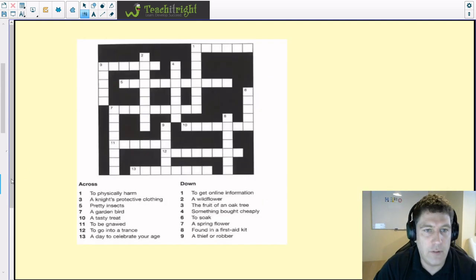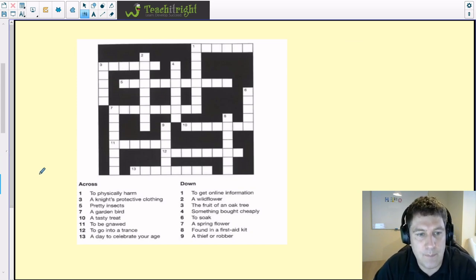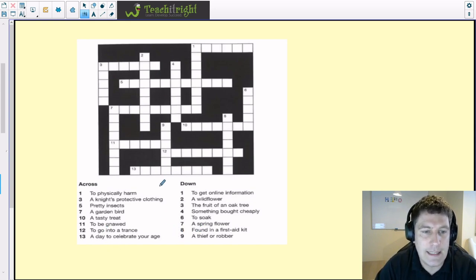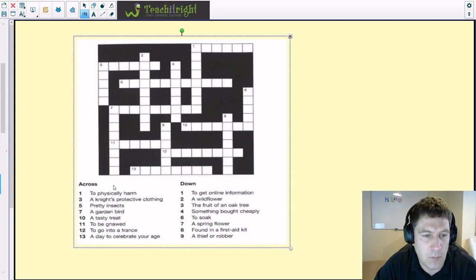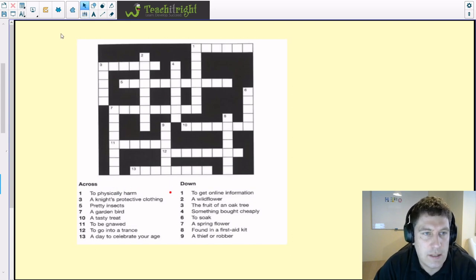Right, we're now going to go over to a crossword. This crossword had clues underneath for across and down, and then it's a case of filling in the letters. I tend to find that when you're doing the ones going across, so if I just get a pen here and show you what I mean. So across is going horizontally, and then down, we're looking at the words going downwards in the crossword. So what I tend to do is say, number 1, to physically harm.